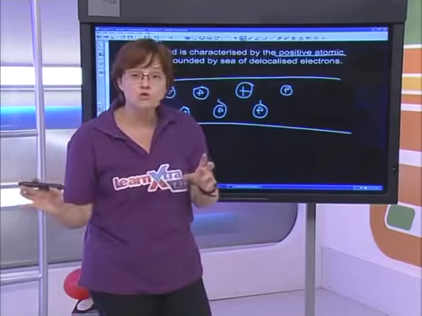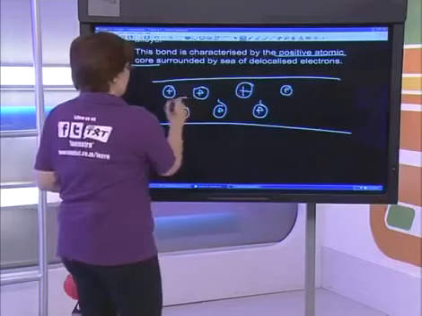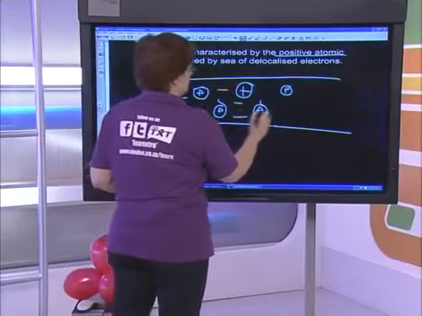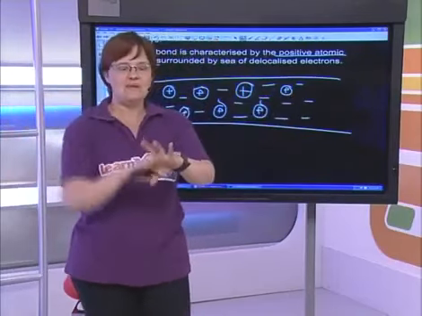They're not going to move. You're not going to get them going all over the place, because what happens is now we have a sea of electrons. So all the valence electrons are free to move, because it's almost like the valence shells overlap each other.